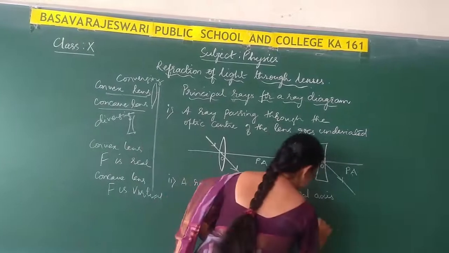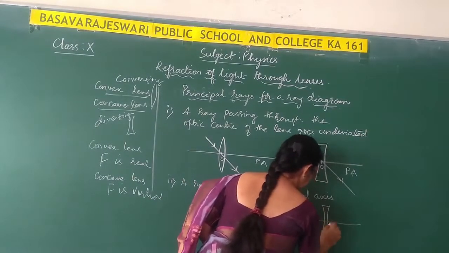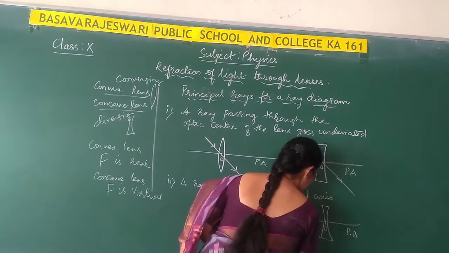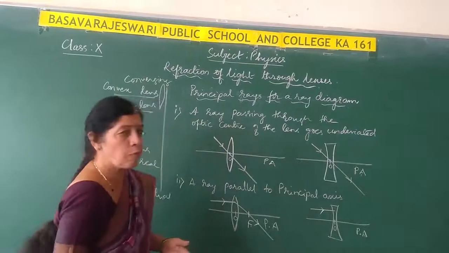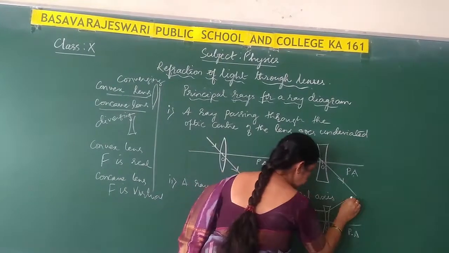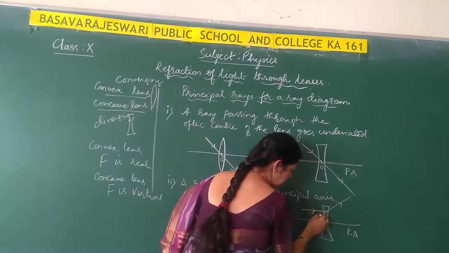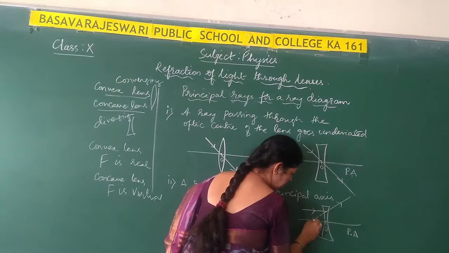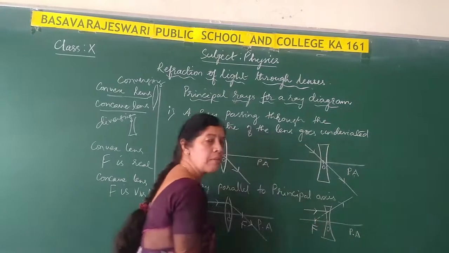For a concave lens, how do we have to show? Again, optic center, principal axis. See, the light ray is parallel to principal axis. Of course, a concave lens will diverge the light ray, is it not? It will diverge the light ray, but when you produce the light ray backwards, it appears to come from a point on the principal axis, that is the principal focus.